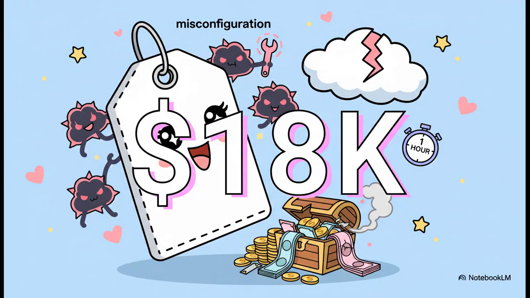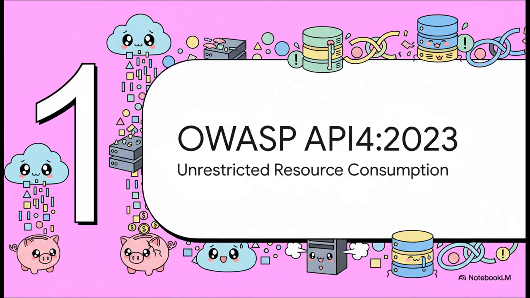Yeah, $18,000. That's not some abstract number I pulled out of thin air. That is a real price tag. It's the actual cost a company paid because one single misconfigured API was exploited for just 1 hour. Insane, right? So what's the vulnerability that can cause that kind of damage? It's this one right here, OWASP API4 2023, better known as Unrestricted Resource Consumption.